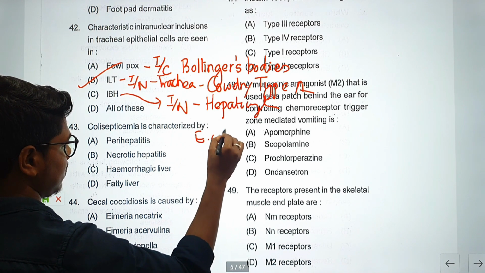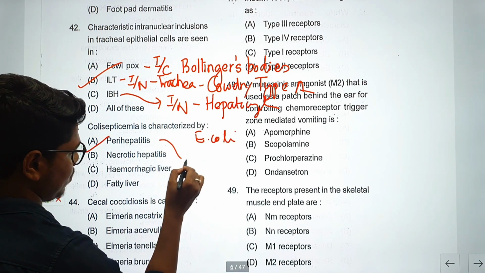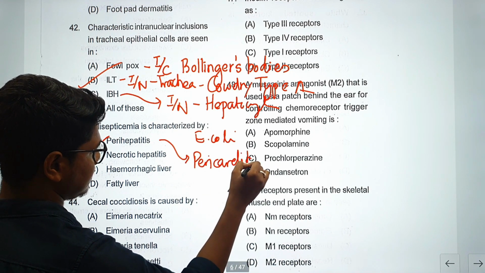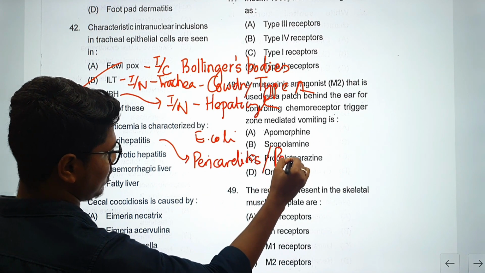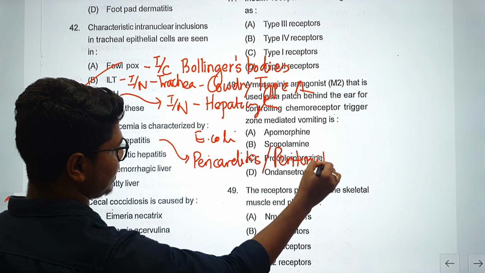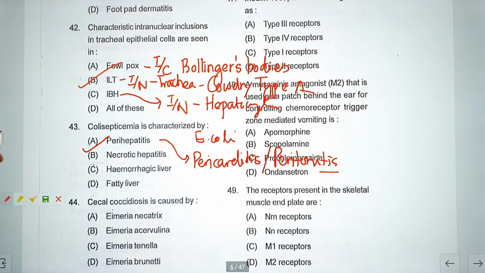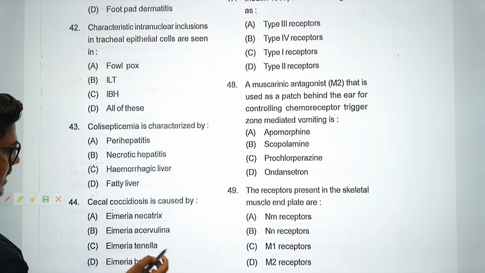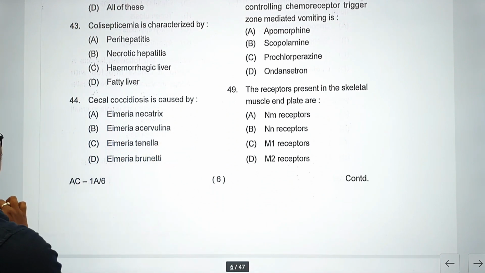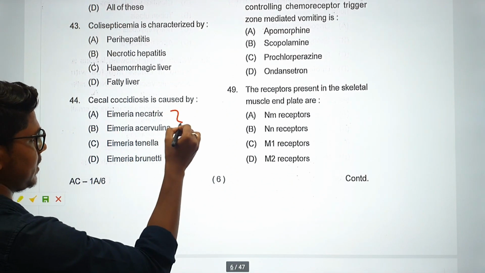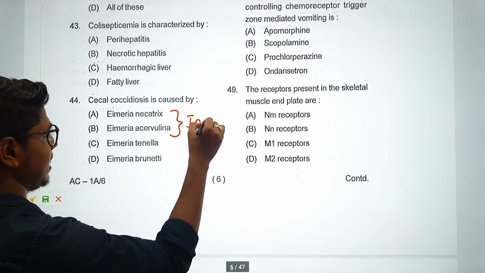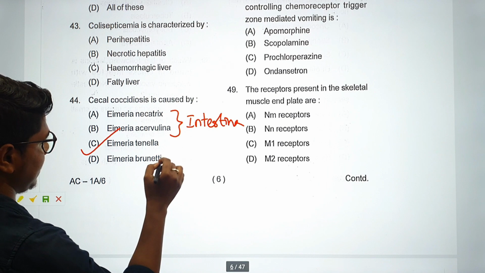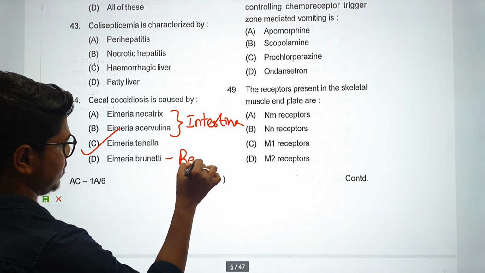Coli septicemia is caused by E. coli. Answer is perihepatitis. Along with it you will find pericarditis and peritonitis. Okay, all: pericarditis, perihepatitis and peritonitis. Next, cecal coccidiosis. Eimeria necatrix and Eimeria acervulina cause the intestinal form of coccidiosis. Answer is Eimeria tenella. Eimeria brunetti causes rectal coccidiosis.